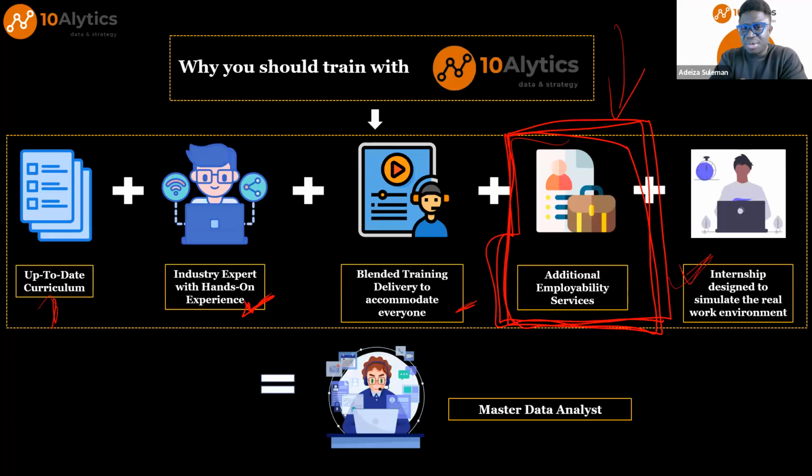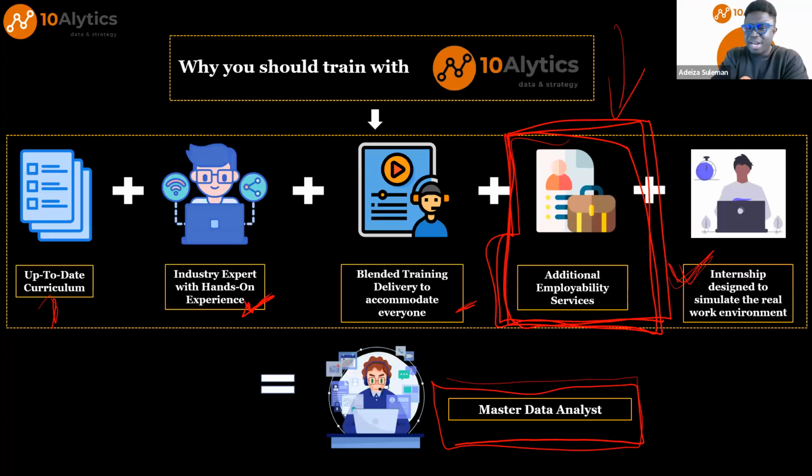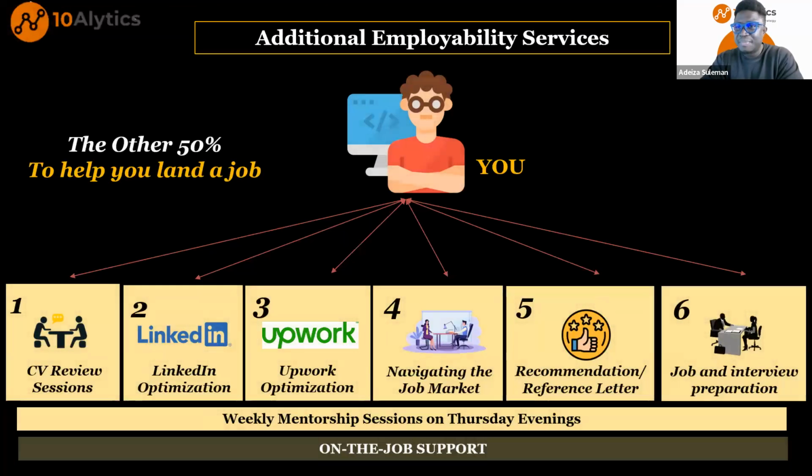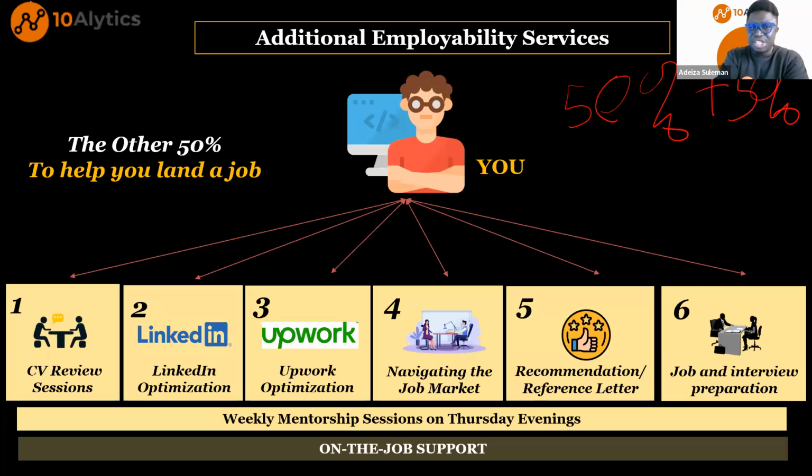And of course, you also get to work on different projects during your internship. And this gives you the exposure to solving problems in a real-life work environment. And all of this gets you into becoming a master data analyst and getting a job anywhere across the globe as a data analyst. What are those sets of skills that you need to have to get a job, apart from the technical, which is just 50%? Okay, what is the other 50%? And that's the additional employability skills.